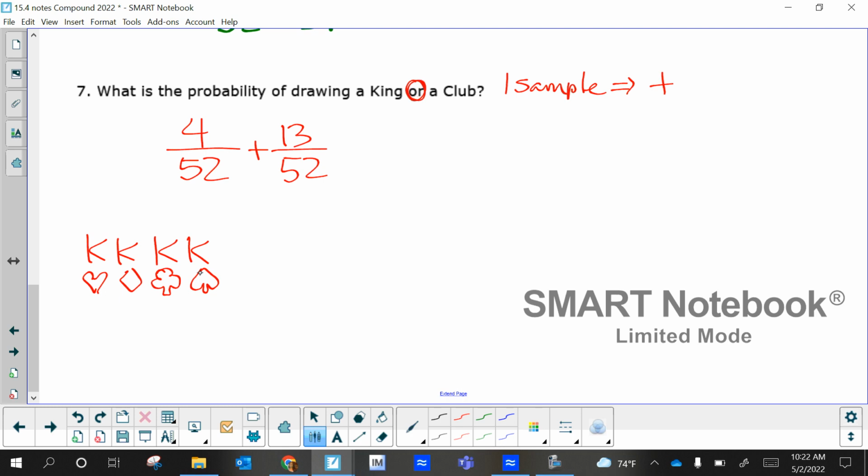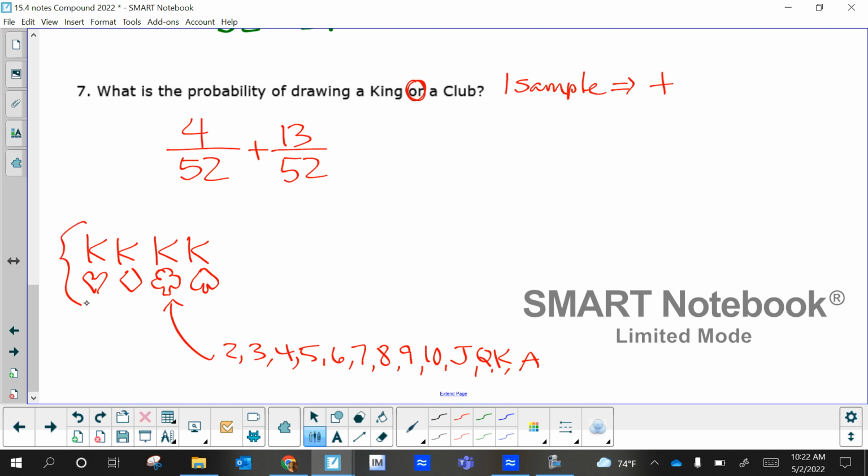That's not a good drawer, okay? And then how many clubs are there? Well, the clubs are what those look like, and then there's a 2, a 3, a 4, a 5, 6, 7, 8, 9, 10, a jack, a queen, a king, and an ace. Okay, so there's all of those. Do you see any overlaps?